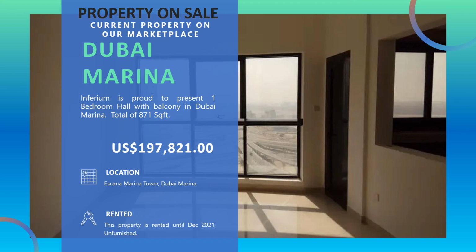The location is Iskana Marina Tower, and it is already rented, as I told you earlier, that we are getting only those properties which are already rented. This is rented until December 2021, the end of this year. So once this property gets 100% funded, from day one you will start making money because it's already rented. Every month the rent comes, it will be distributed to the investors based on whatever their investment is.